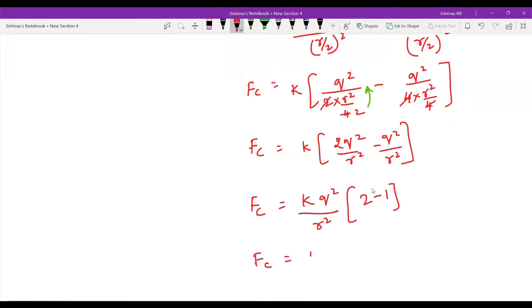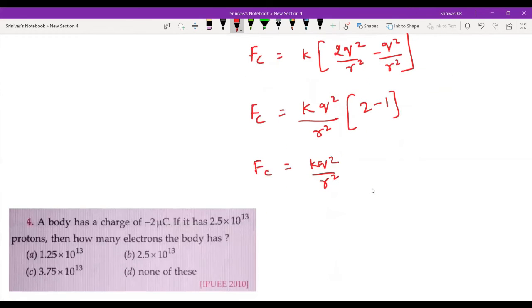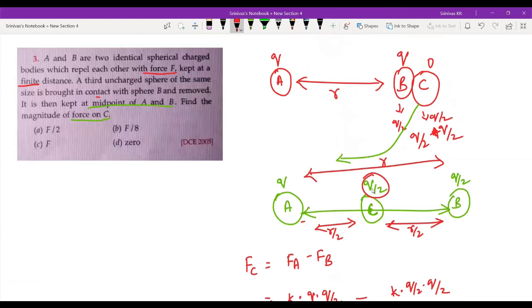So Fc is equal to kq square by r square, but what is kq square by r square, F, force, right? So it is Fc is equal to F. Do we have this? Let us see. Yes, we have, that is C. Option is C. Understood? Let's go to the next question.